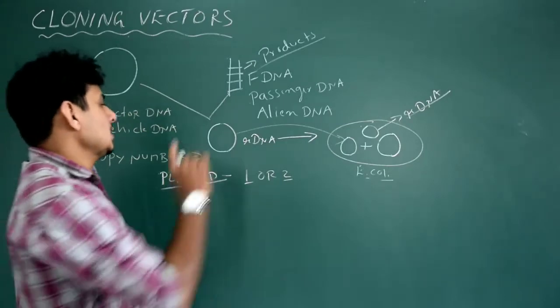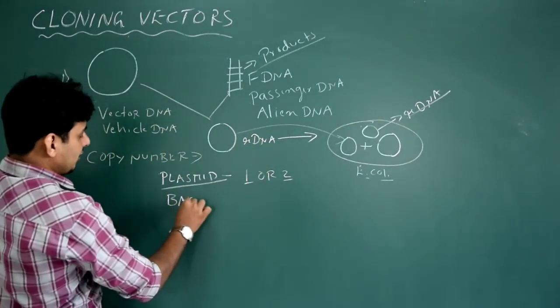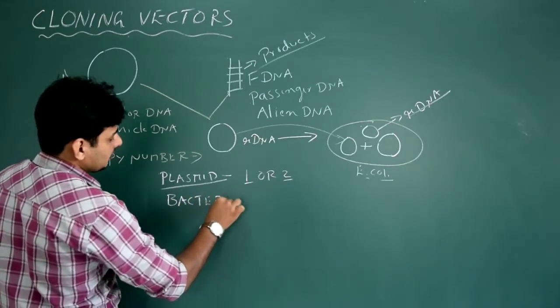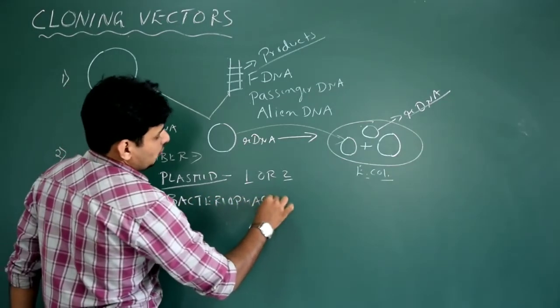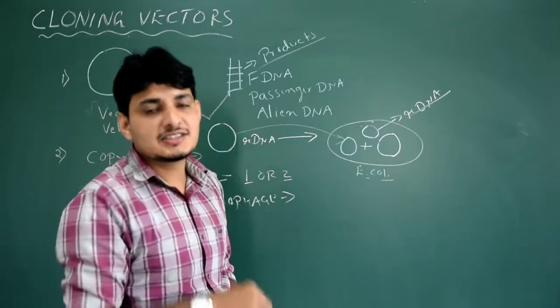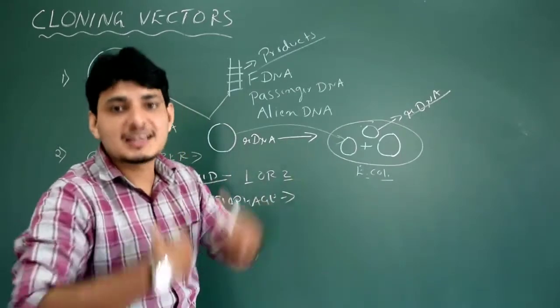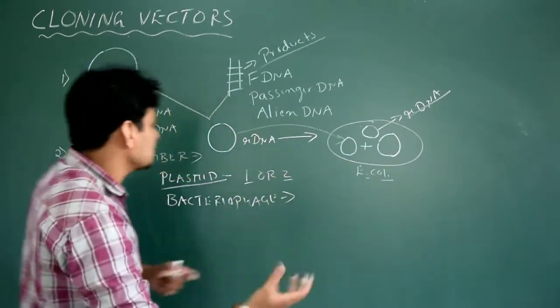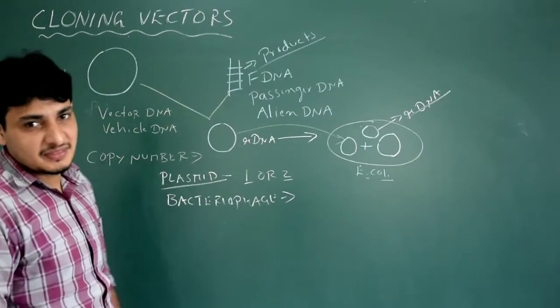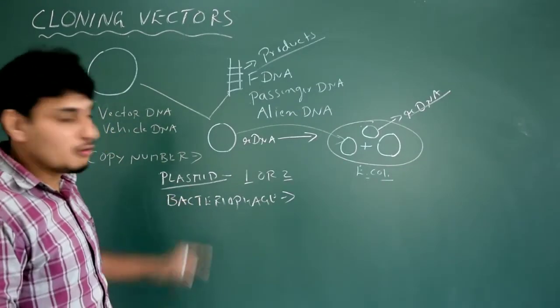So this is the thing. Now if we take one more cloning vector, that is bacteriophage. These are nothing but the viruses which normally infect a simple bacterium and insert its genetic material. The genetic material inside the host organism multiplies rapidly. It is actually faster than a normal plasmid. So nowadays bacteriophages are preferred over plasmid.